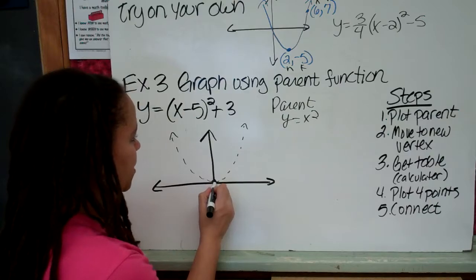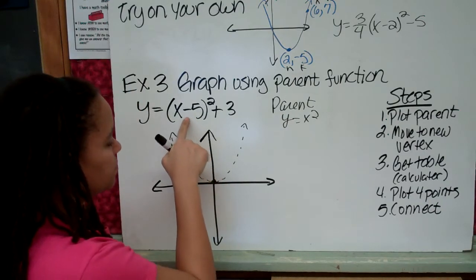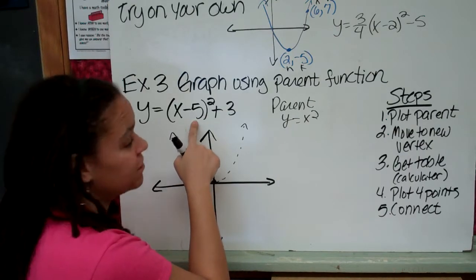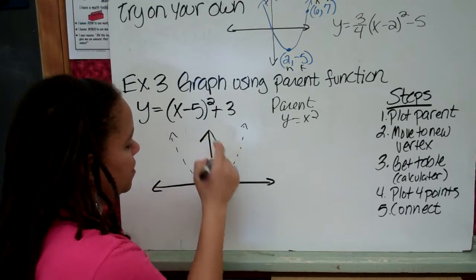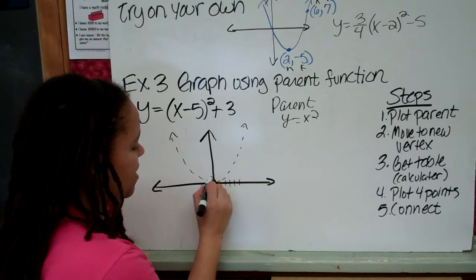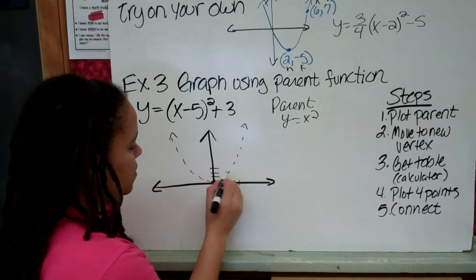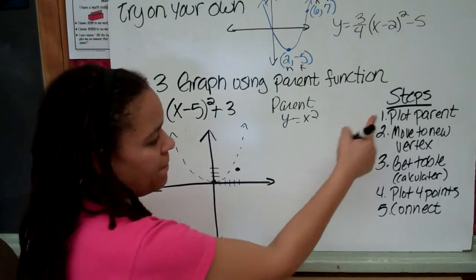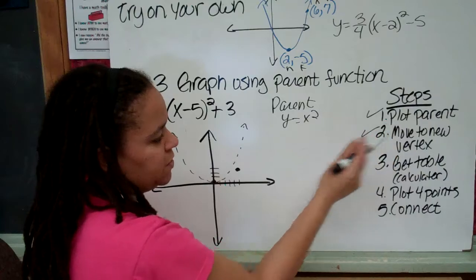So from the parent, we can tell what happens, it shifts right 5, up 3. So I'm going to go right 1, 2, 3, 4, 5. So move right 5, up 3, about right there. So I plotted the parent, check. Move to the new vertex, check.